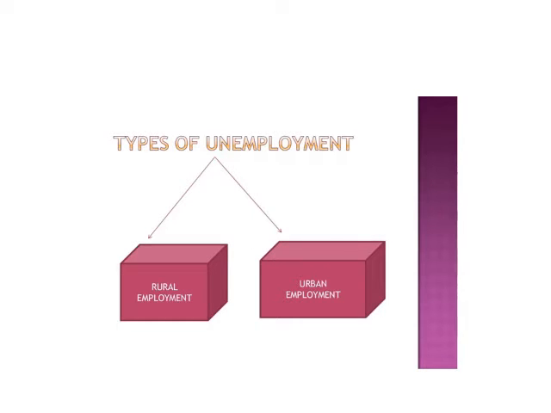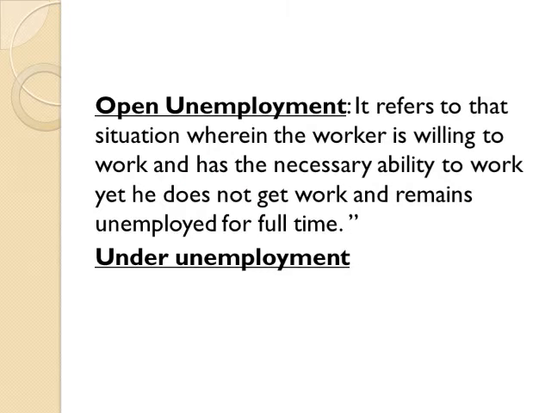Types of unemployment: rural unemployment, urban unemployment, open unemployment. It refers to that situation wherein the worker is willing to work and has the necessary ability to work, yet he does not get work and remains unemployed for full time. This type of unemployment is usually found among agricultural laborers, educated persons, and those who come from villages to urban areas in search of a job but fail to get any work.